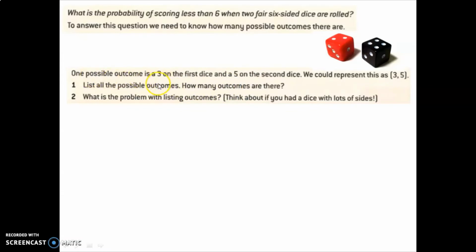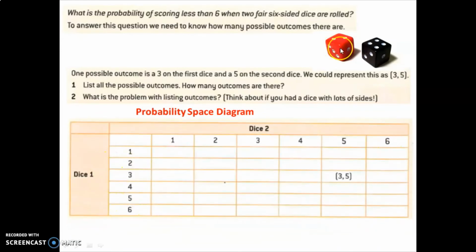So one possible outcome, for example, is 3 on one die, 5 on the other, which we can represent as 3, 5, right? So a sample space diagram or probability space diagram could look like this. And I think, again, this is a common situation, this two dice thing. So you've probably seen this before. Here's one die, here's the other, all the possible rolls, and in the middle are all the possible rolls when you roll both of them.